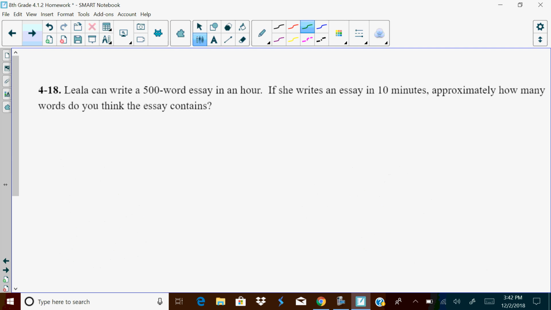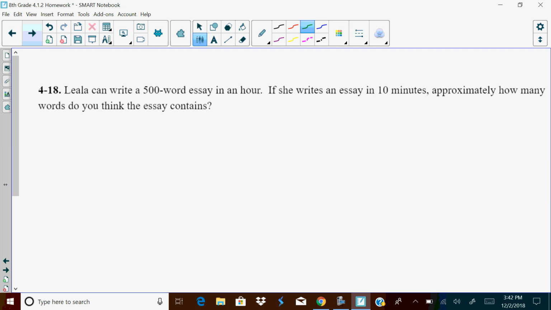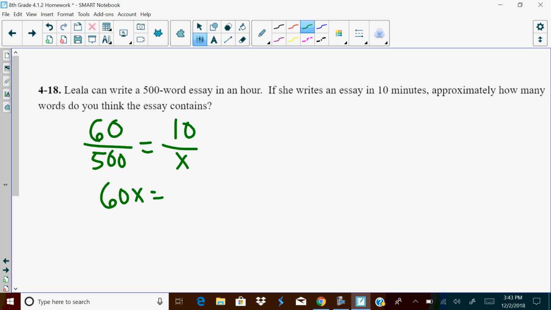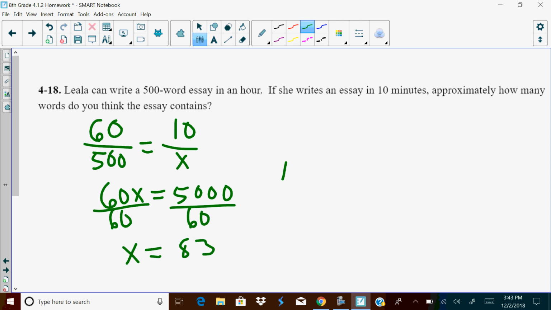Problem 18, Layla can write a 500-word essay in an hour, which is 60 minutes. She writes an essay in 10 minutes. Approximately how many words do you think? So I'm going to write a proportion. So I'm going to do 60 over 500 equals 10 over x. So I get 60x equals 5,000. And I get a little more than 83, so I'm going to say about 83 words.